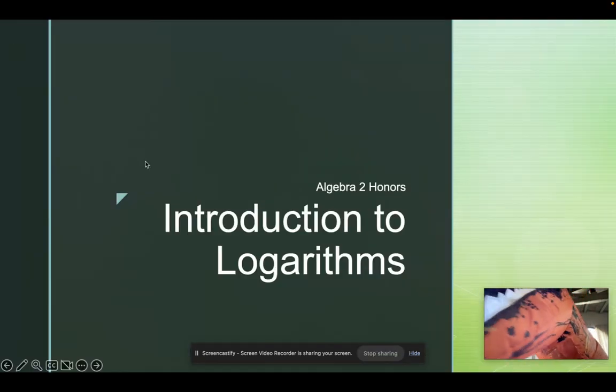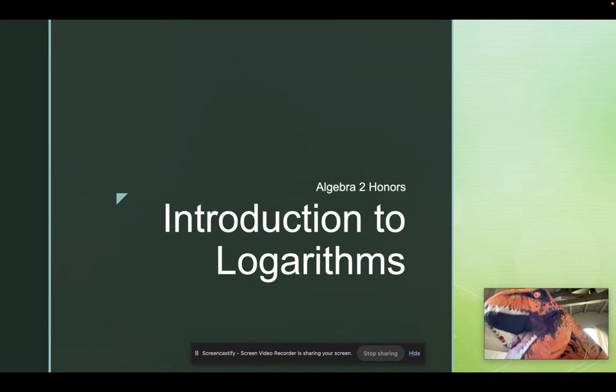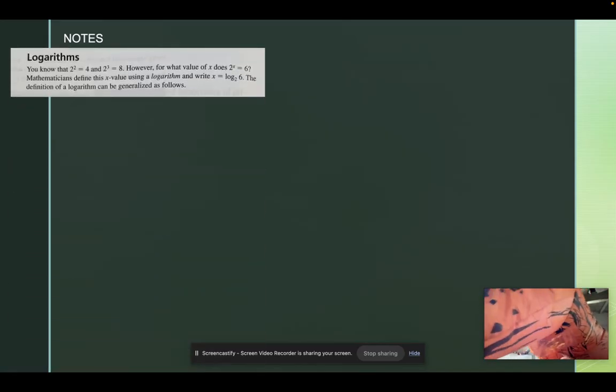All right, everybody, so let's do an introduction to logarithms. And for short, we usually say logs. All right, so let's take down some notes.